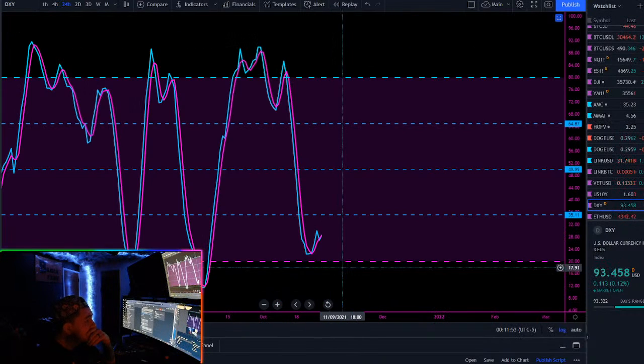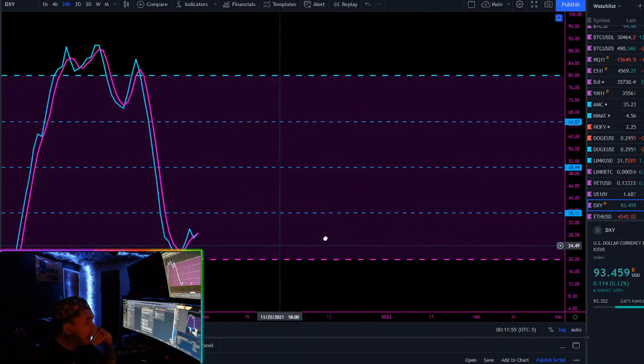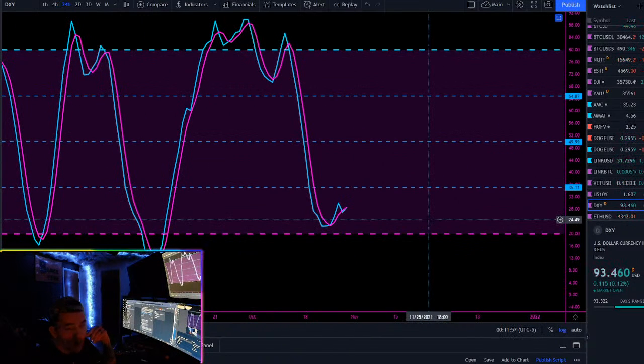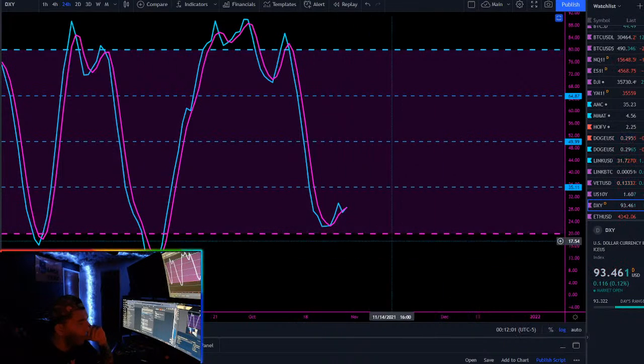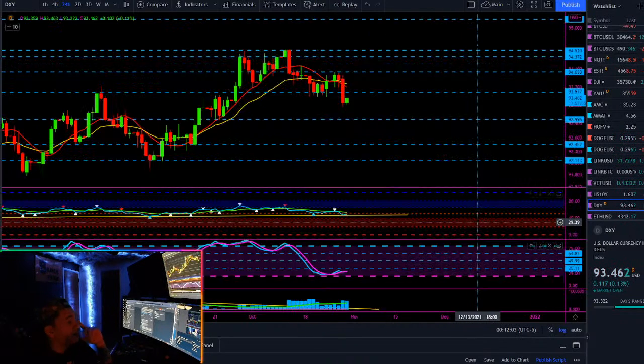Stochastics, coiling a little bit. Again, the same sentiment applies. If we see coiling in the bullish control zone, excitement for the bulls. If we see coiling in the bearish control zone or the bearish critical zone, excitement for the bears, right?